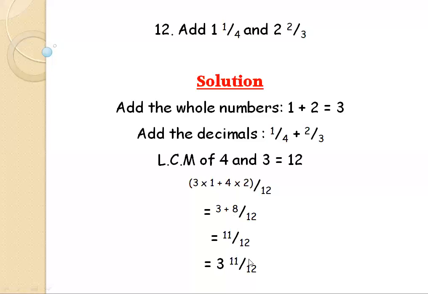Simple, isn't it? Or if you don't want to do it this way, you can also change these two numbers to improper fractions. This will give you 4 times 1, 4 plus 1, 5 over 4. And this will give you 3 times 2, 6 plus 2, 8 over 3. Then you add the two together. It will still give you the same answer.